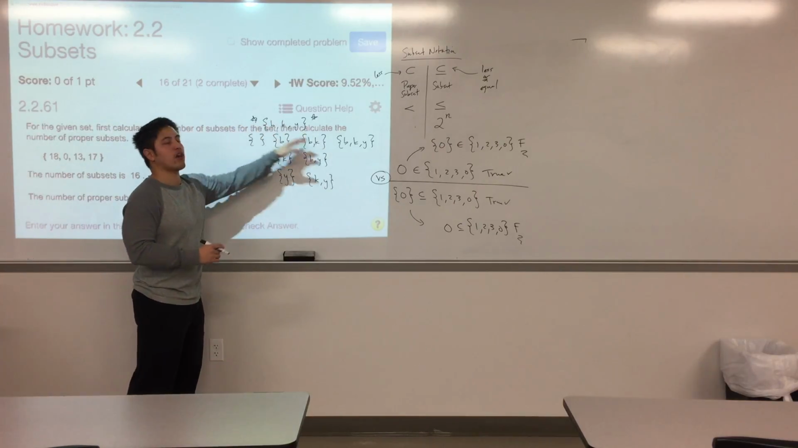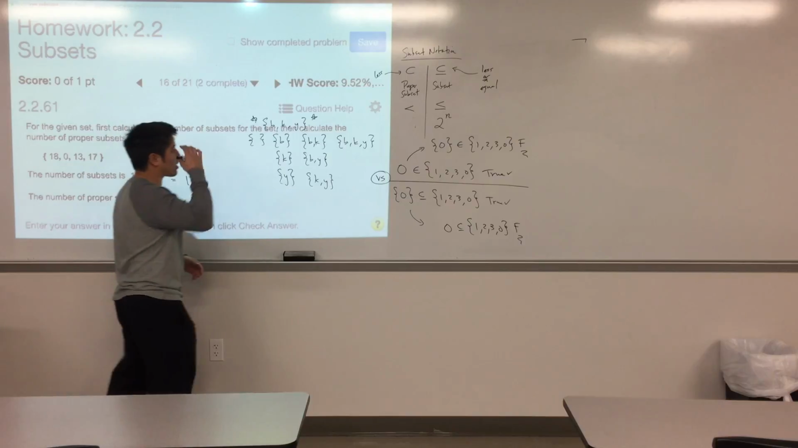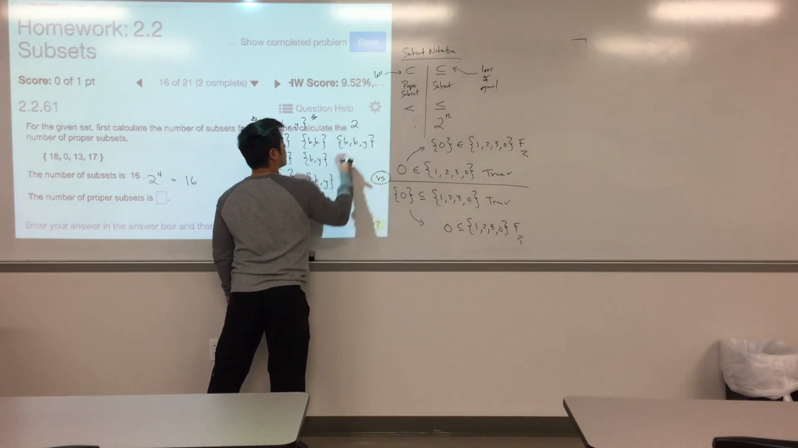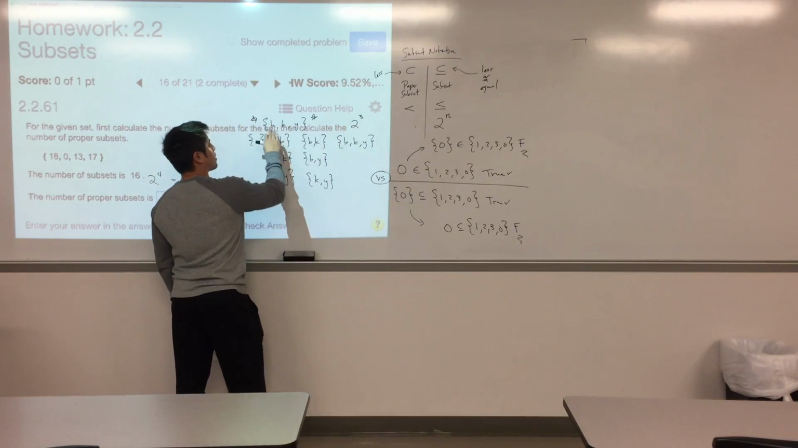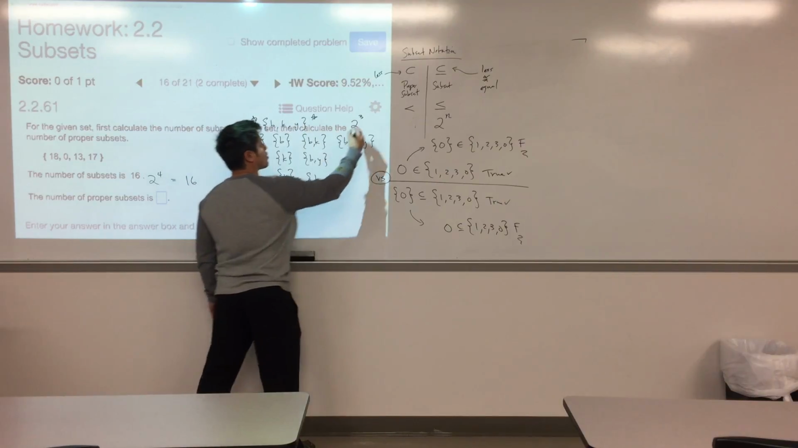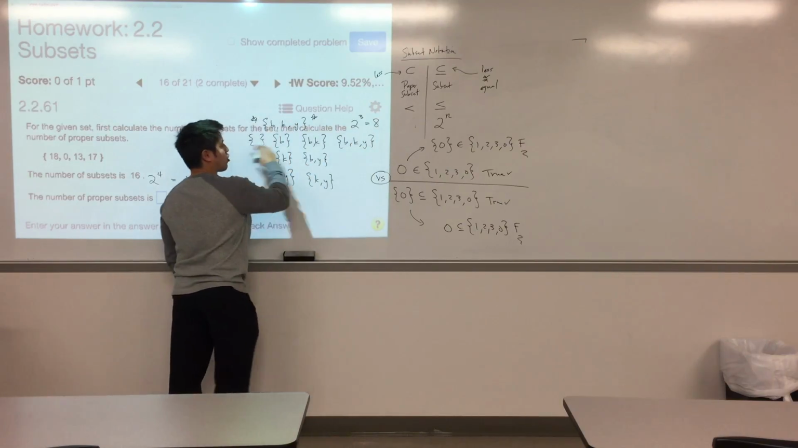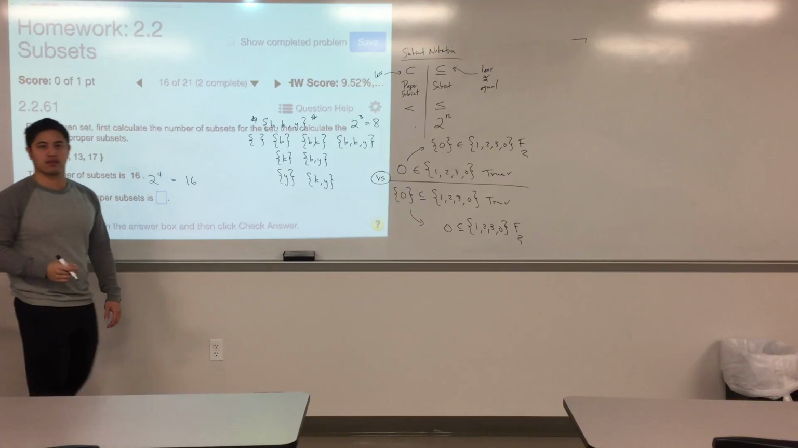This one, there are 8 possible subsets, and you can check it. This is what? 2 to the 3rd power. Because there's 1, 2, 3 elements. What's 2 to the 3rd? 8. Sure enough, there are 8 subsets that we can create.